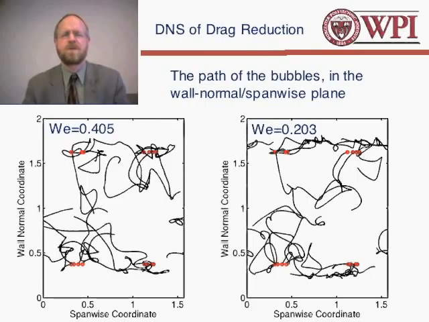So we think we understand reasonably well why the more deformable bubbles cause drag reduction and why the less deformable bubbles can cause drag increase. Obviously, for the bubbles to have effect on the flow, they have to be in the right place at the right time. And the right place is very close to the wall.